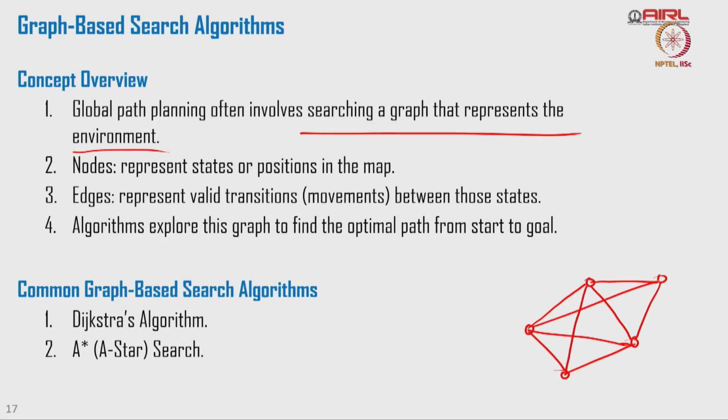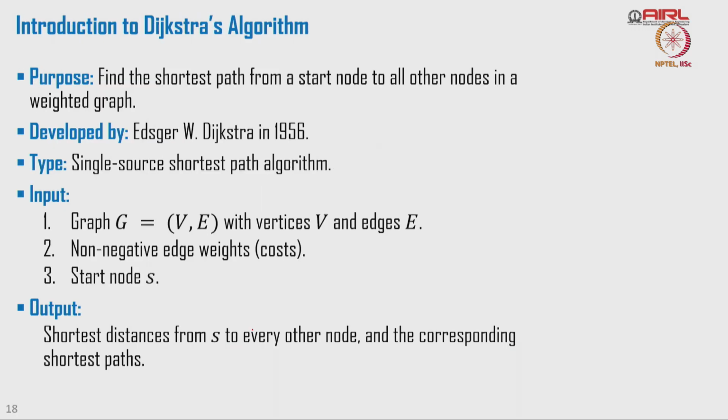The algorithms explore this graph to find the optimal path from a start location to a goal location. Just assume that this is the start location and this is the goal location, then how to go from this particular node to this particular node. If it is connected, then we have the path. If it is not connected, then we have to take some interconnected edges. So, which is the shortest one, which gives the shortest distance? That is the objective of search algorithms, and some common graph based search algorithms are Dijkstra algorithm and A-star algorithm. In this lecture we will talk about Dijkstra algorithm.